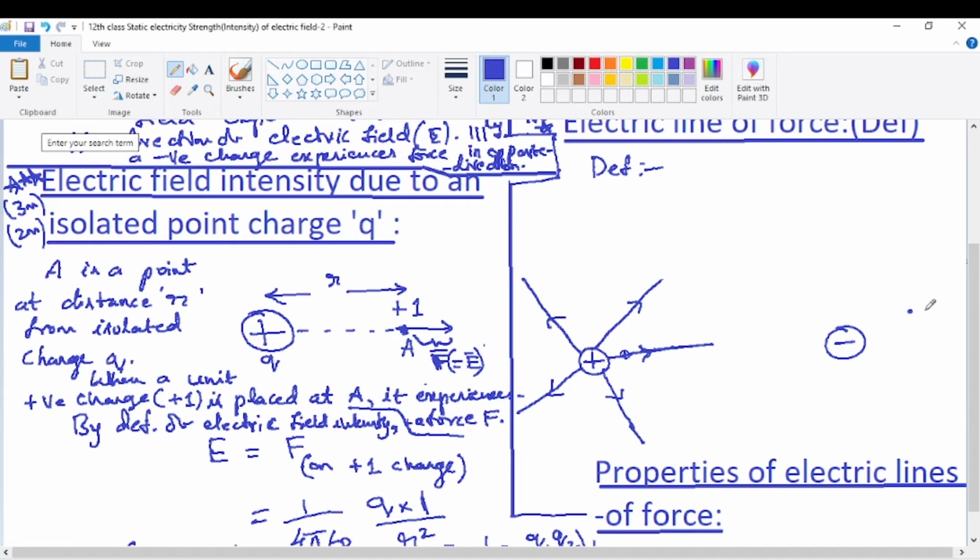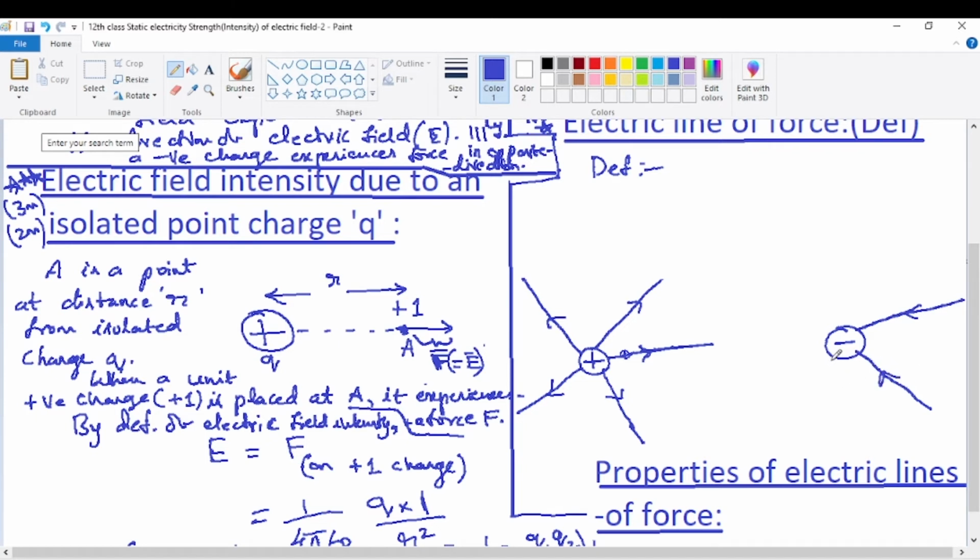Now again, what is the electric line of force? Again we are putting a positive test charge here. When you put a positive charge, immediately it will get attracted. So it takes a straight line path towards the negative charge. So the direction of the line of force here will be towards the negative charge. Similarly, if it's placed here, again it will get attracted.